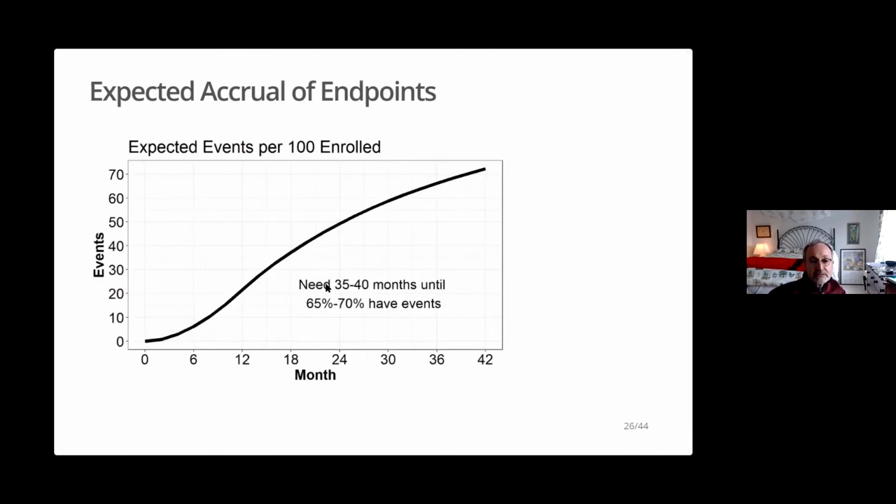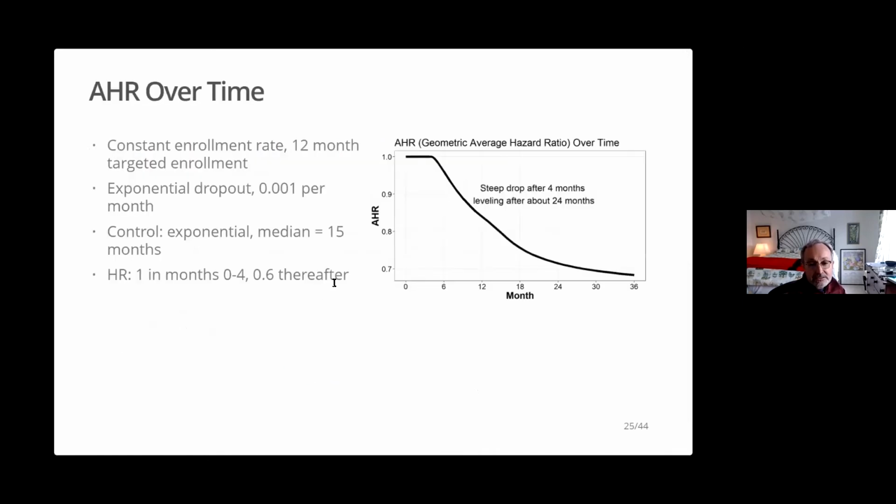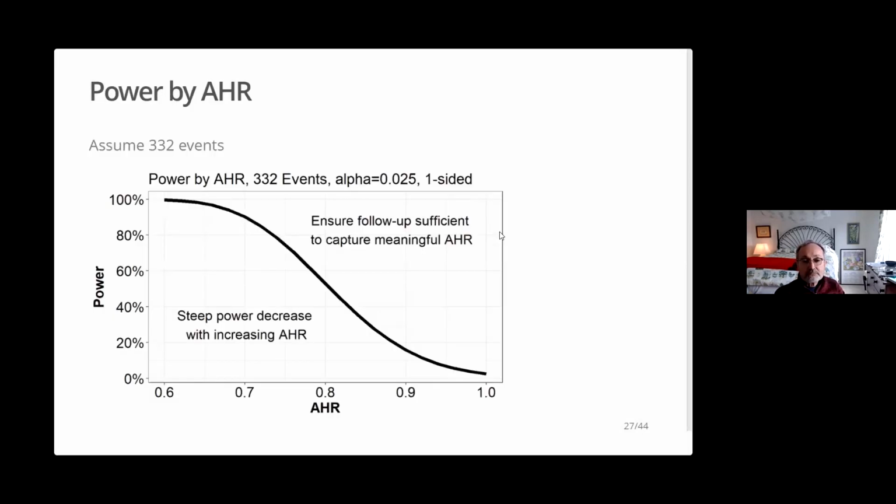So say I had designed my trial to finish in 15 months, my average hazard ratio under these assumptions would be 0.8. So I'd end up needing a much bigger number of events to power the trial if I don't collect information into the tail. Hopefully that's clear.